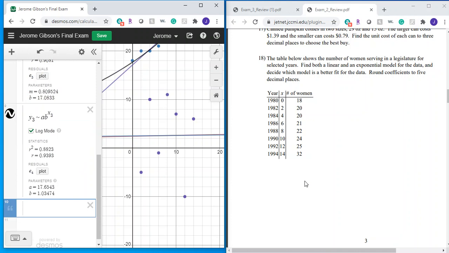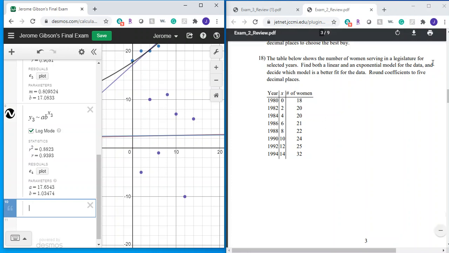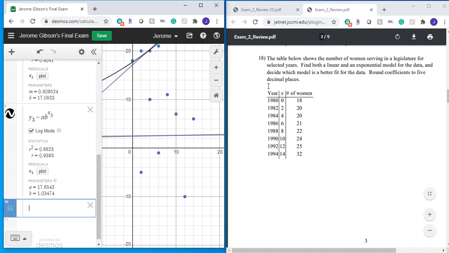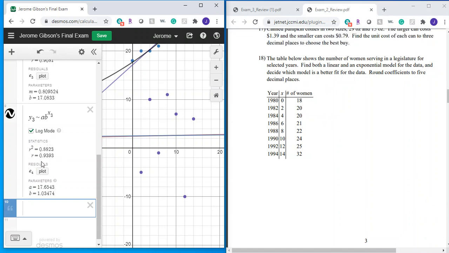Now, it just tells us to find both a linear and exponential model, and it tells us to decide which model is a better fit. So when it says round coefficients to 5 decimal places, they're talking about the correlation coefficient. But if you notice here, the correlation coefficient only goes to 4 decimal places. So that's what you were right about.